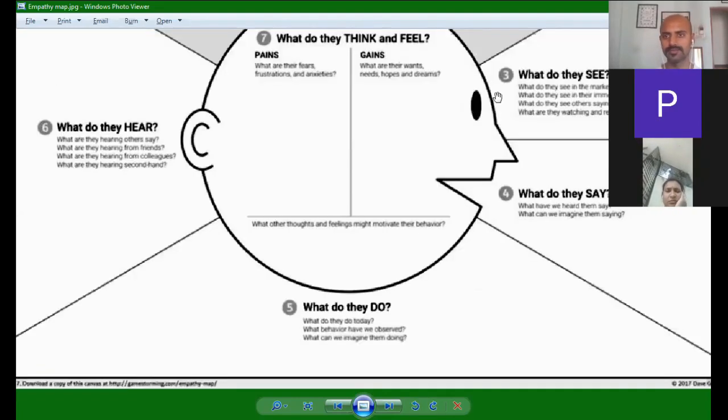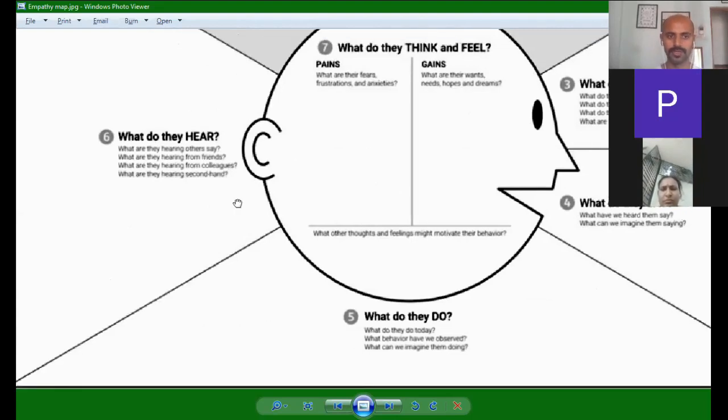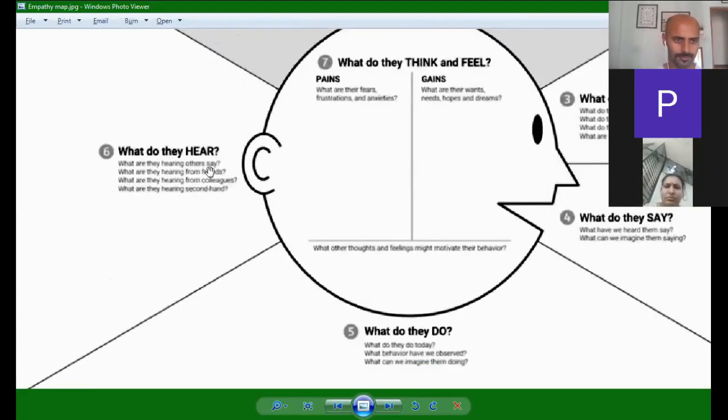Then you have the eyes. So what does the character see? Then what does the character say? And what do they do? And what do they hear? So you have different sub questions. What are they hearing others say? What are they hearing from friends, from colleagues, second hand?